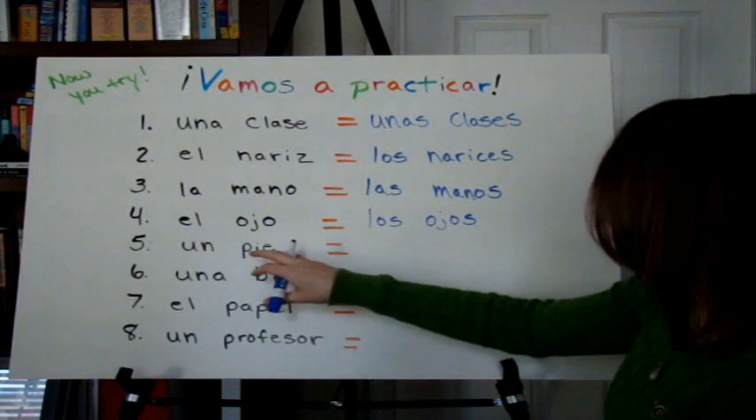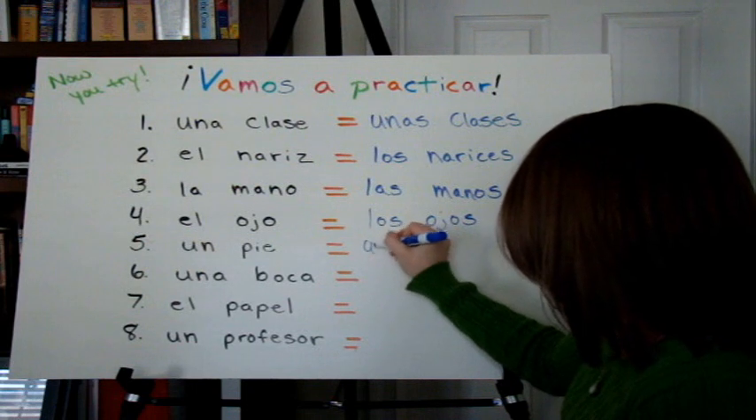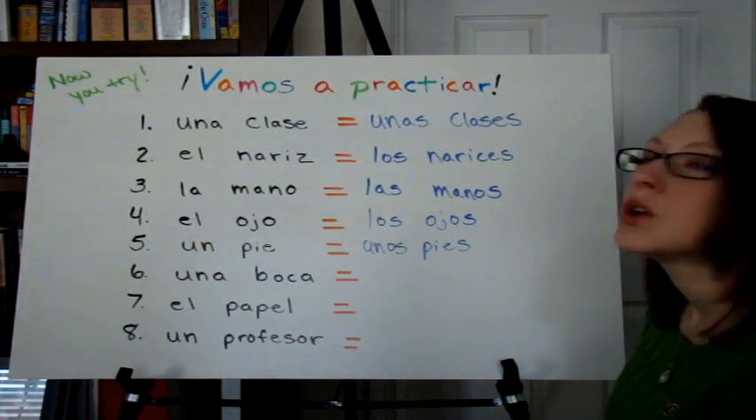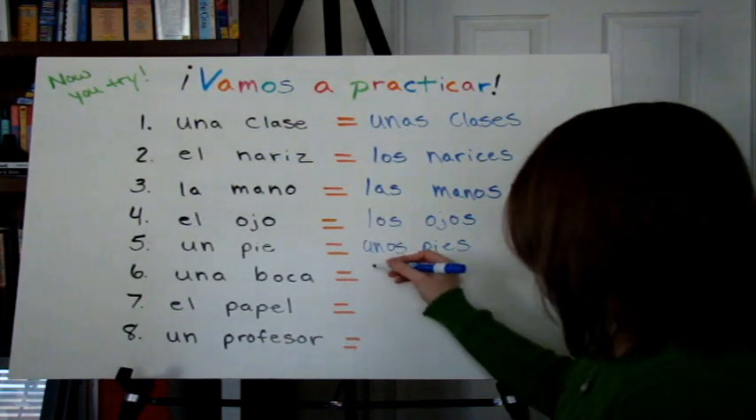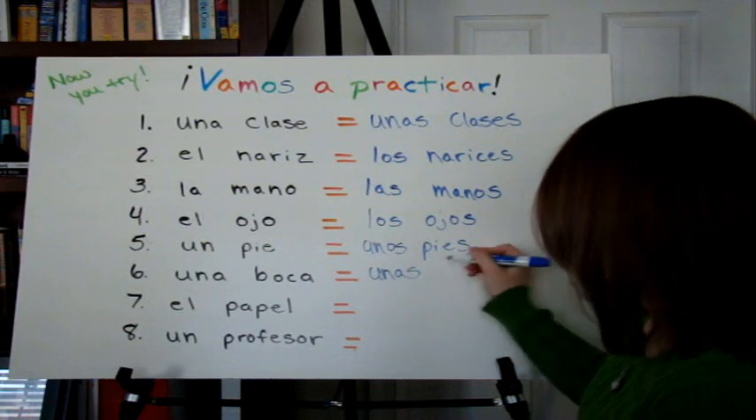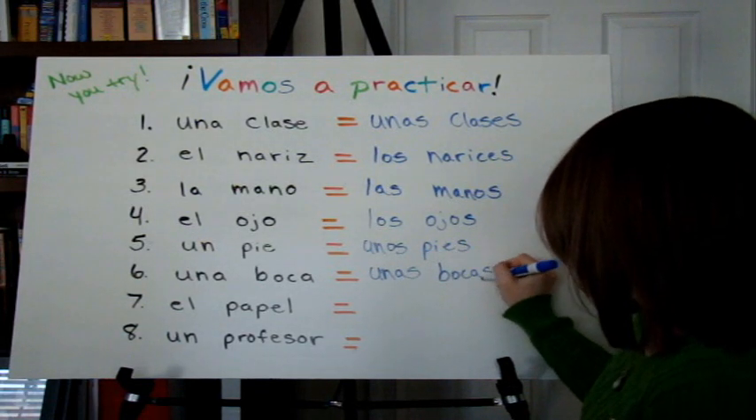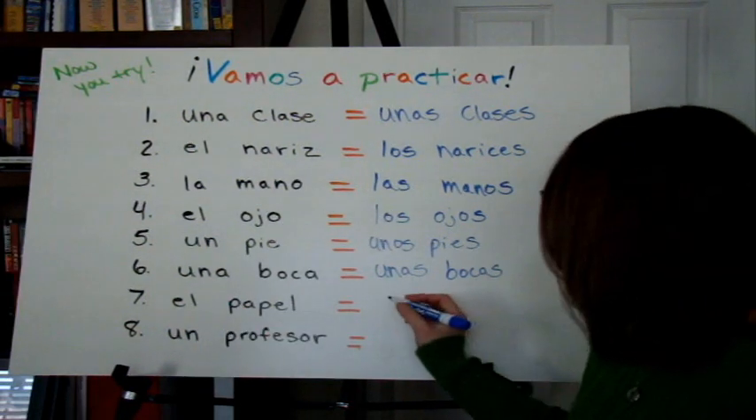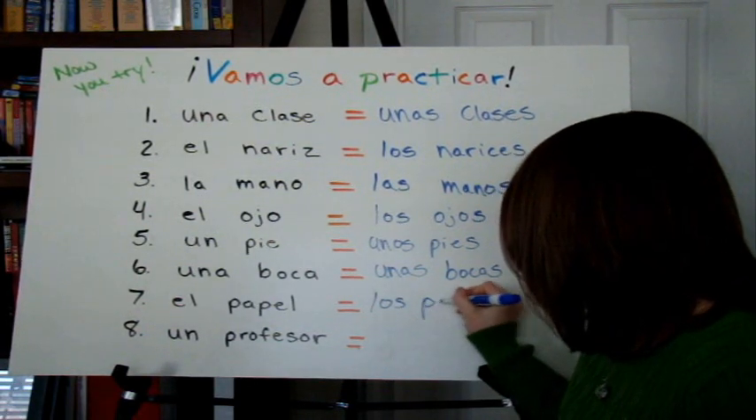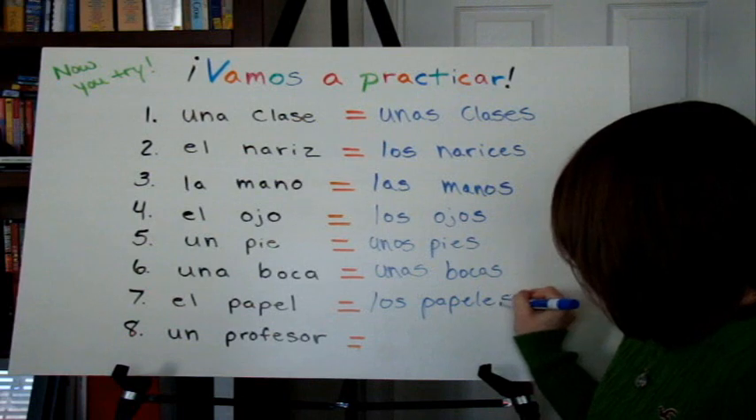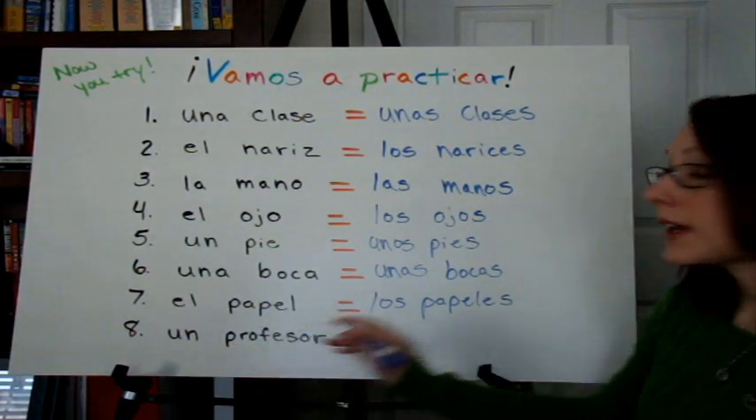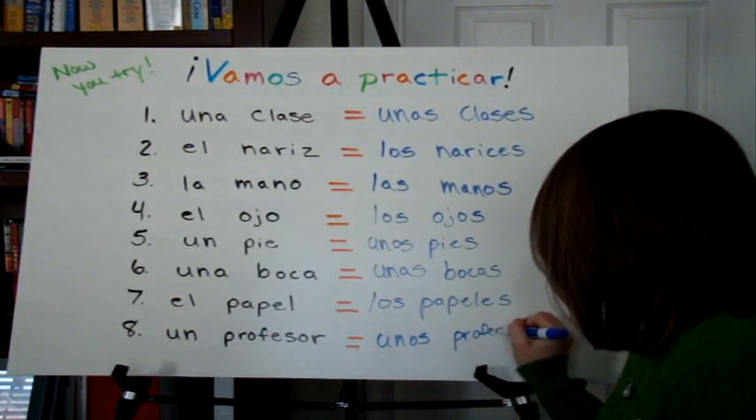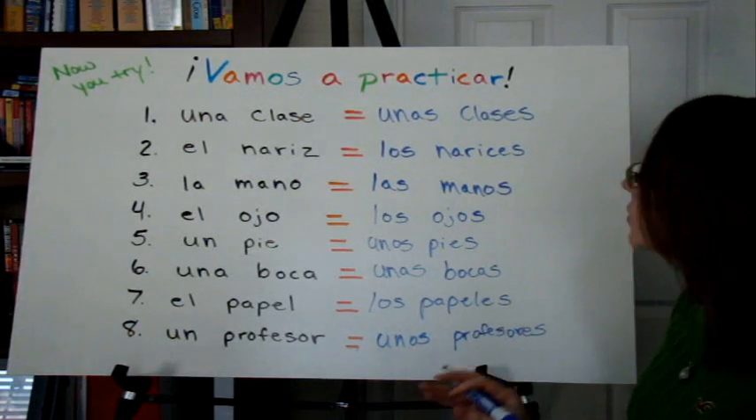Un pie, a foot, changed to unos pies, some or a few feet. Una boca, a mouth, should have become unas bocas, some or a few mouths. Okay, and then el papel, the paper, should have become los papeles, the papers. And then un profesor, a teacher, will become unos profesores, some or a few teachers.